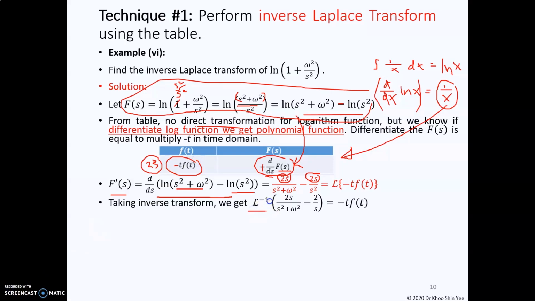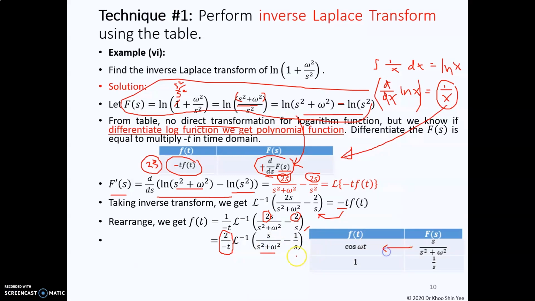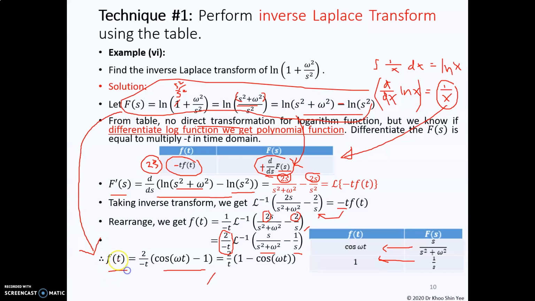So if we take the inversion of the F(s), we will get the negative t f(t). Move the negative t to the left hand side, you obtain this equation, and then take out the two constants, then you can form the constant 2 over negative t here. By using the table, you can find the f(t) for this term, which is cos ωt, and f(t) for this is 1. So with that, you obtain the answer. So when you perform inverse Laplace transform, you get this f(t).